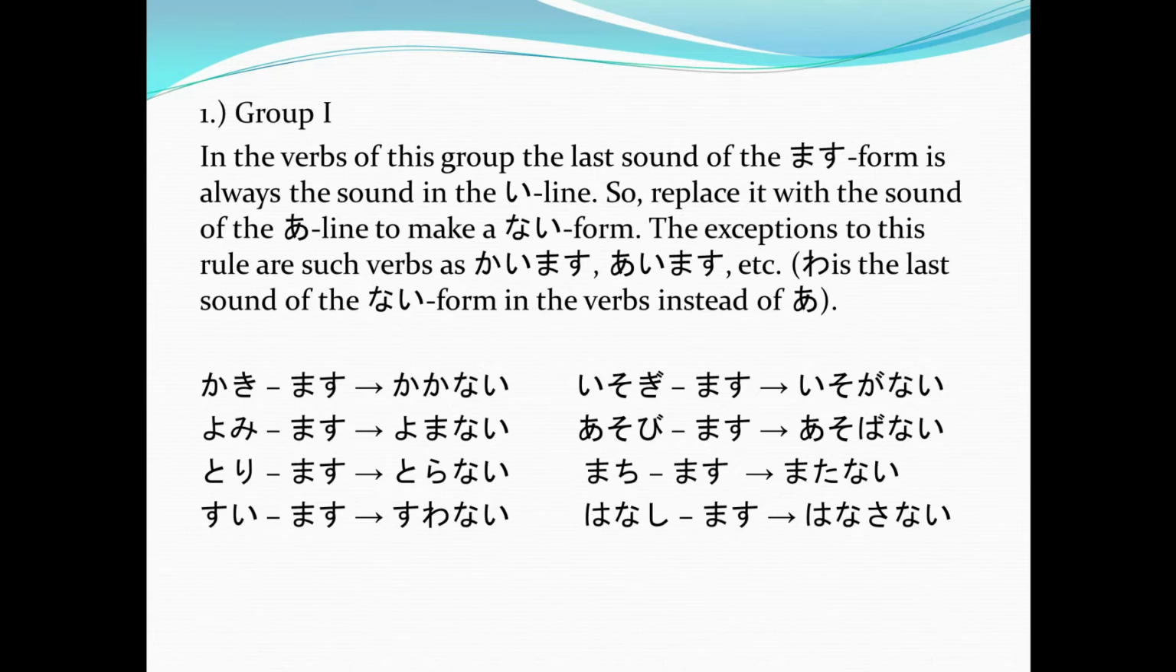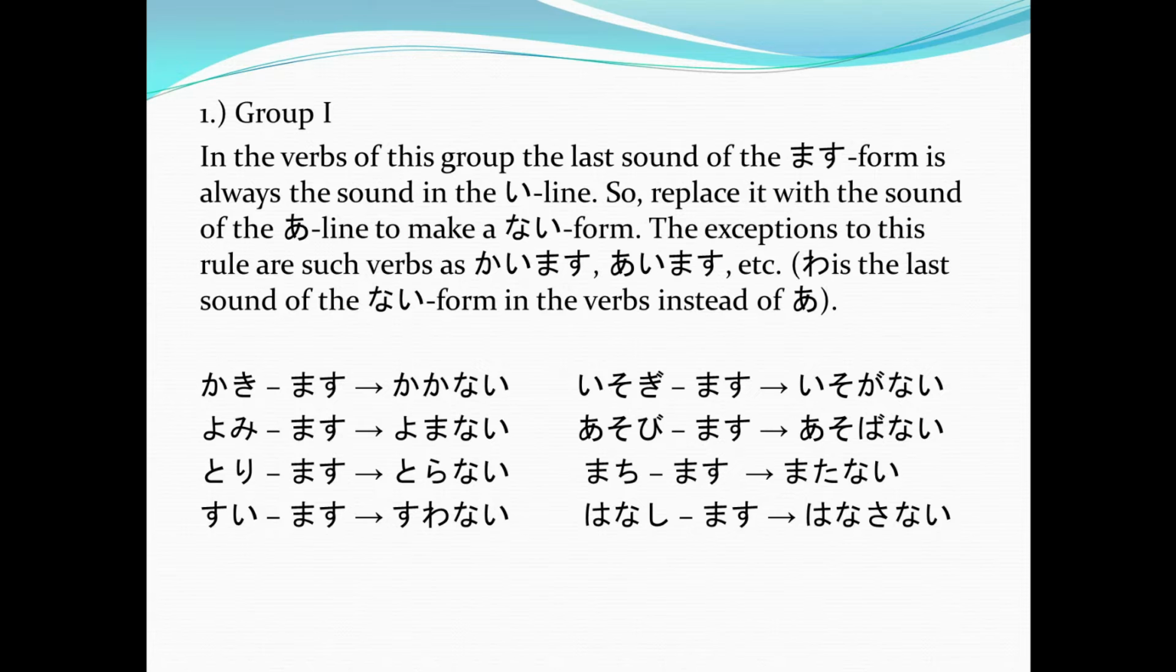In this part, whenever the last sound before the masu is exactly the E line, the i, we have to change it into wa. Alright, not a, but wa. So in suimasu, drop the masu, change the i to wa, then add nai. So it becomes suwanai. Again, suwanai.